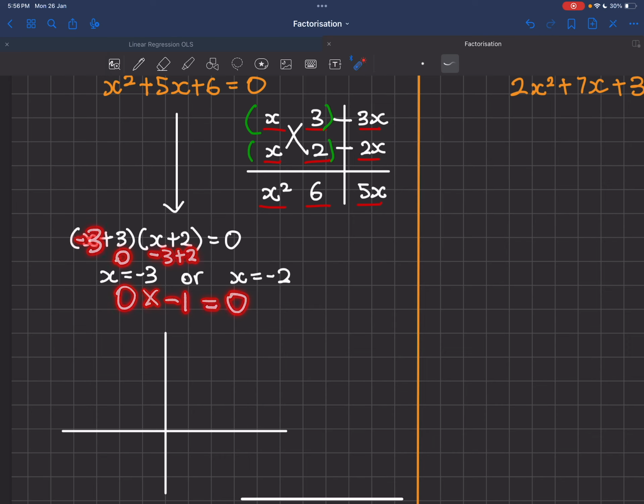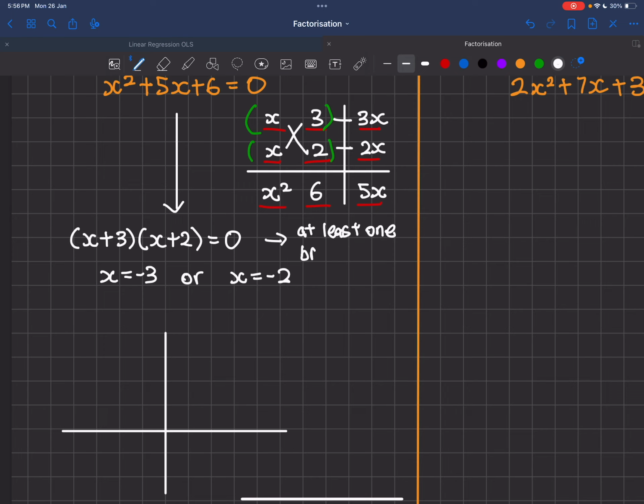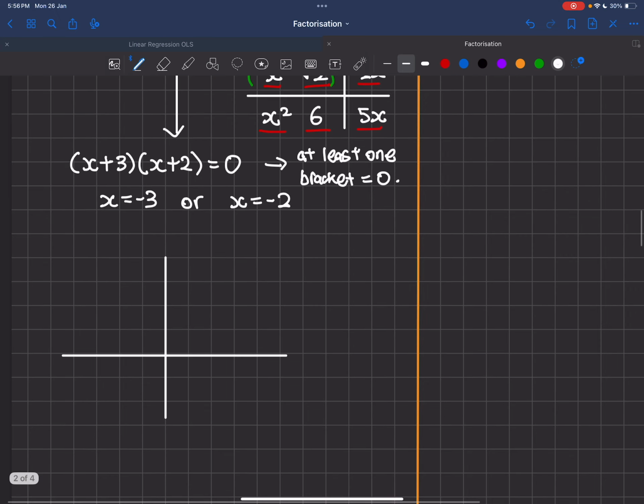So we are done. So negative 3 is correct. Similarly for negative 2, if we were to sub negative 2 here, this thing would be 0. This thing doesn't matter. So the logic here is at least one bracket equals 0. So now we have our two x values.